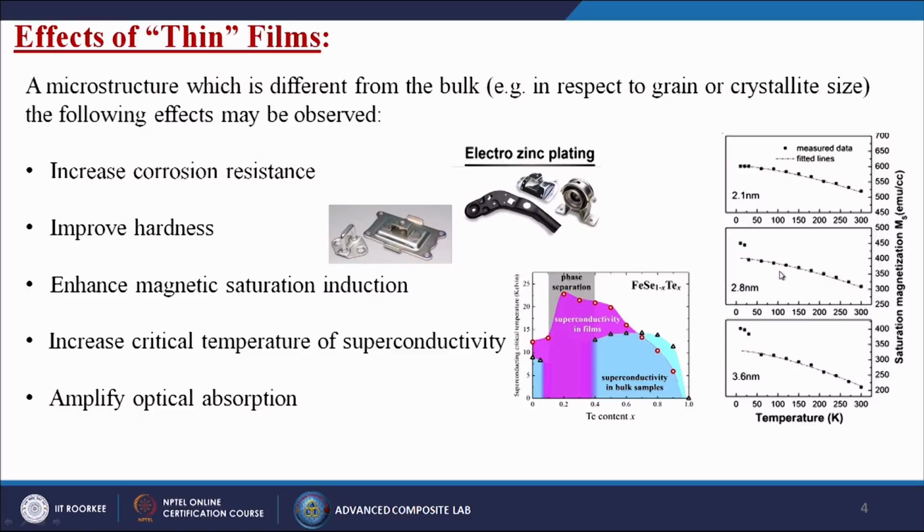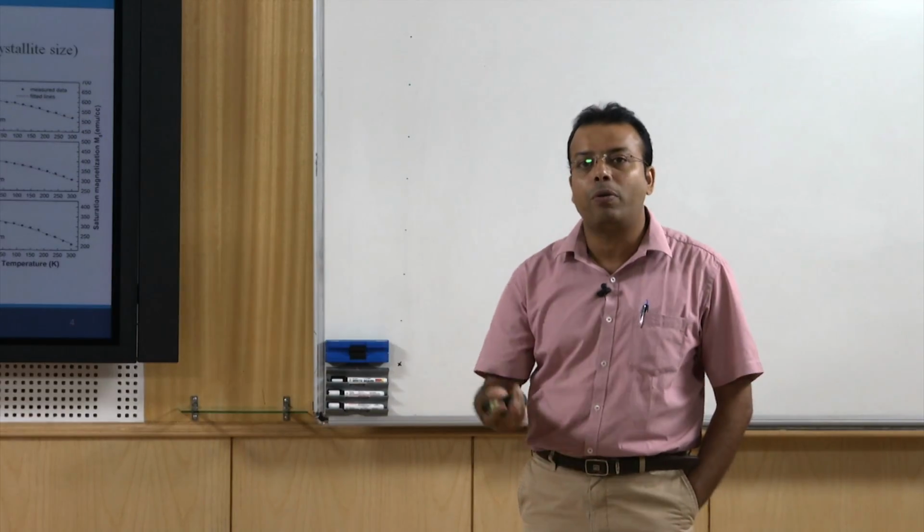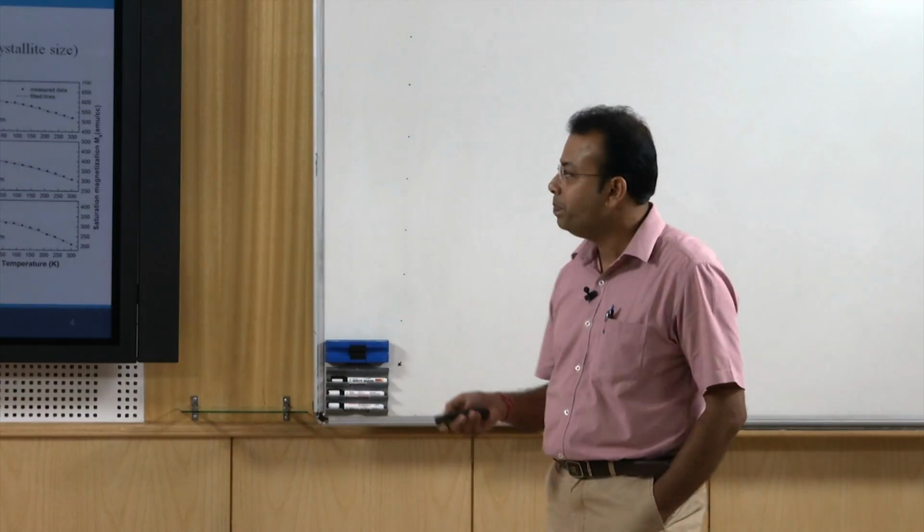From this particular case you can see that when our thin film thickness is only around 2.1 nanometer, it gives a saturation magnetization value of around 600. So, when we use our materials as a thin film, the properties get increased.